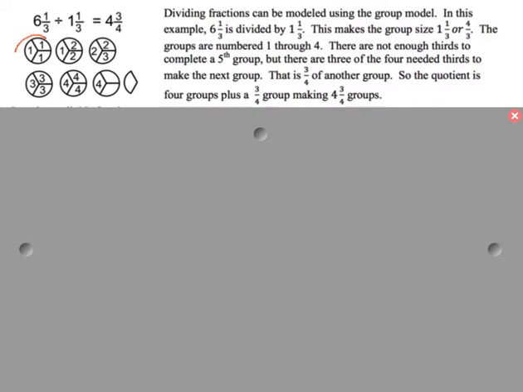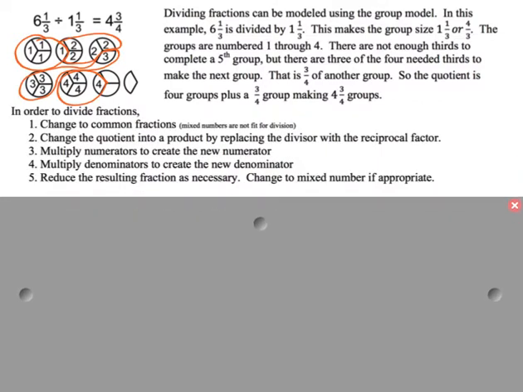So notice I'm making groups of 4/3. There's 4/3. Here's 4/3 in the second group. The third group also has 4/3. There's the fourth group of 4/3. But there are only 3 of them left over. I would need 4 of them for another group, so I'm unable to make a fifth group. But I can make 3/4 of another group. So the quotient is 4 groups plus 3/4 group, or 4 3/4 groups.